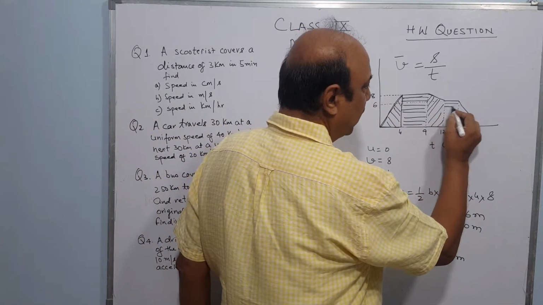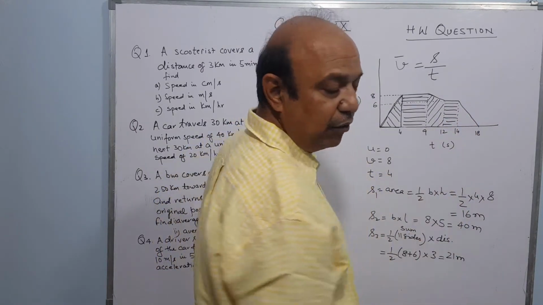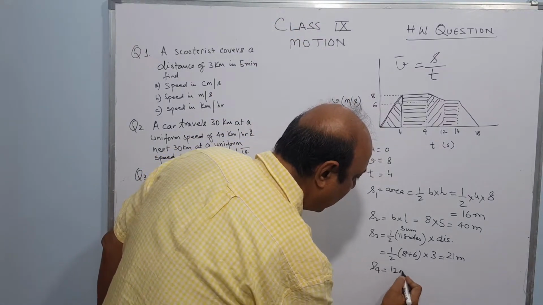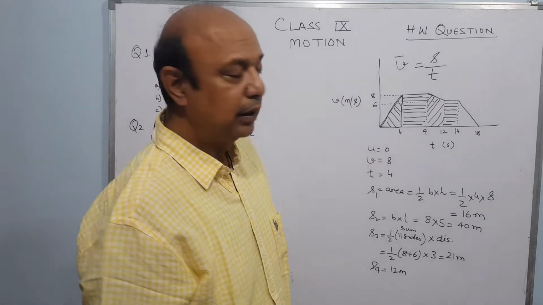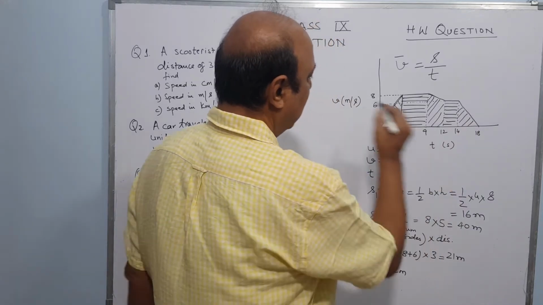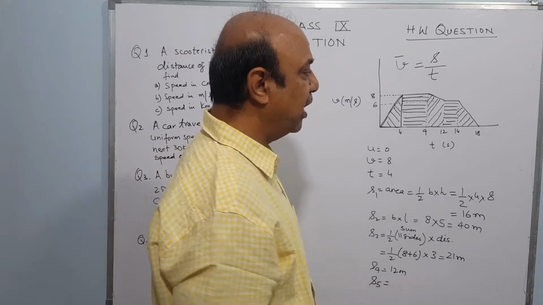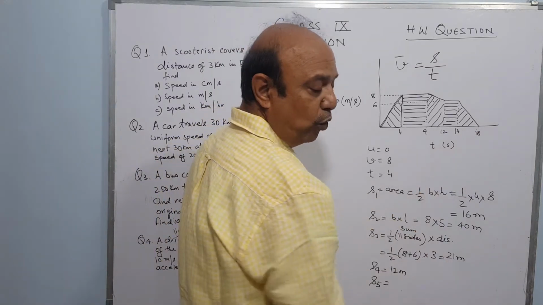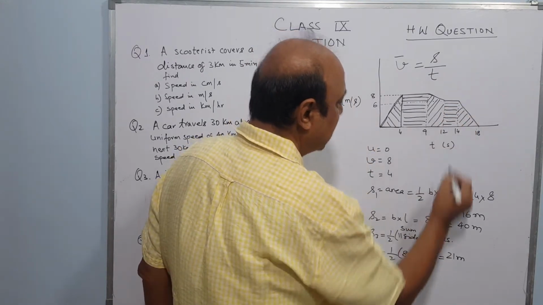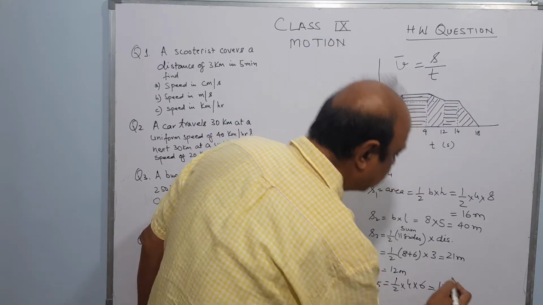Coming down to the fourth area, it is again a rectangle of height 6 and width 2. So S4 is equal to 12 meters. S5 is a triangle. Base is 8 minus 4, that is 4. Half into 4, height is 6, into 6. So that makes it 12 meters.